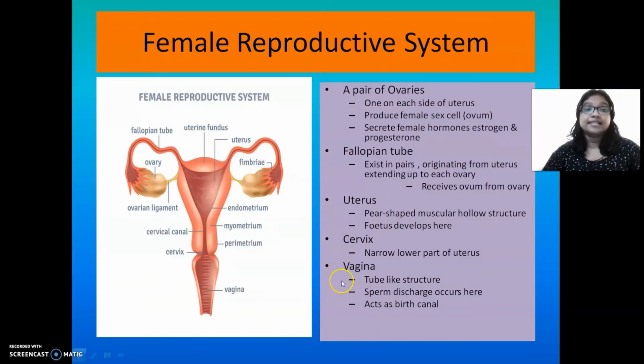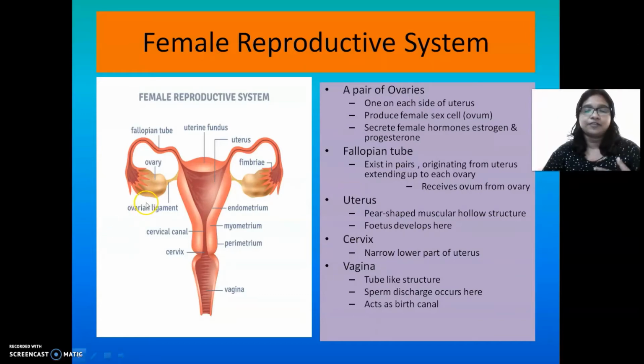Let's see the details of the female reproductive system in humans. The most important part of the female reproductive system is the ovary. A pair of ovaries is kept in the abdominal tract. There are two main functions for the ovaries. The first is the production of the egg cell, the ovum. The second is to secrete the female sex hormones, estrogen and progesterone.